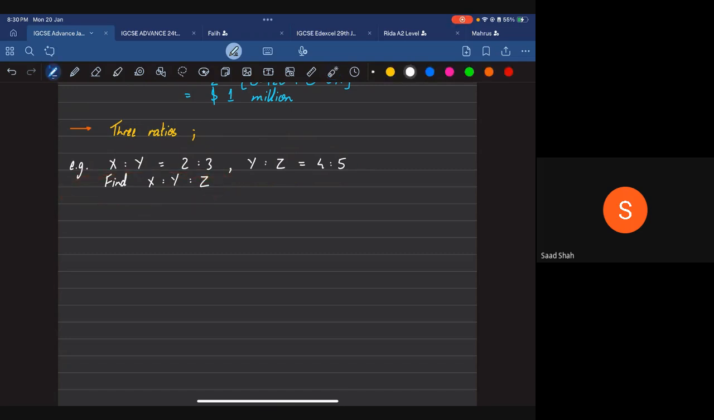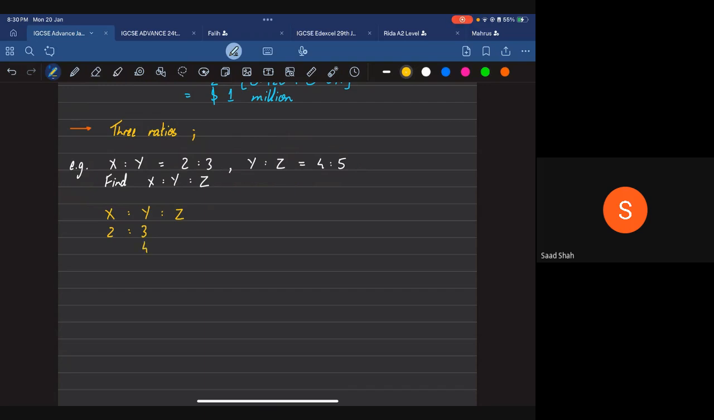How are you going to do that? Let's see. Let's write down the ratios now. So it's going to be X ratio Y ratio Z. And a few ratios are given to you. So X ratio Y without any link to Z is 2 ratio 3, whereas Y ratio Z without any link to X is 4 ratio 5.